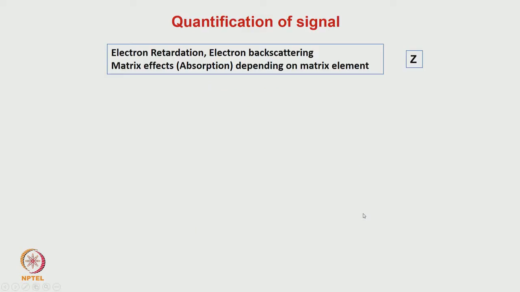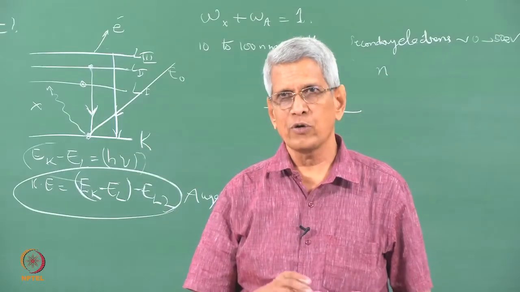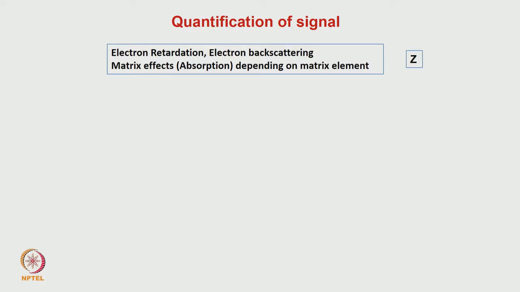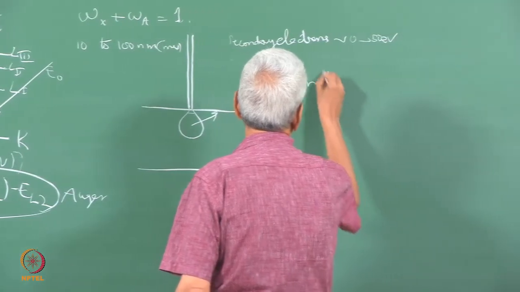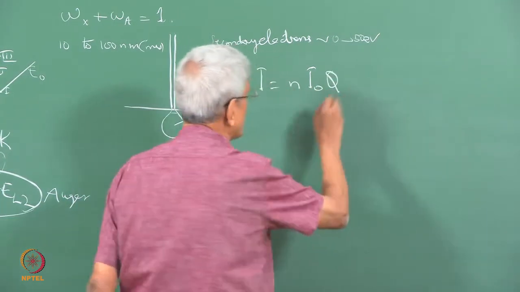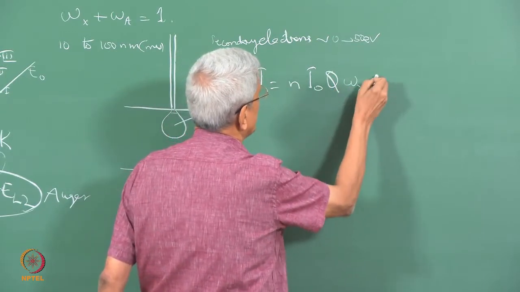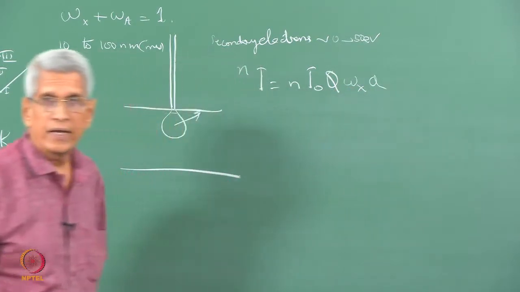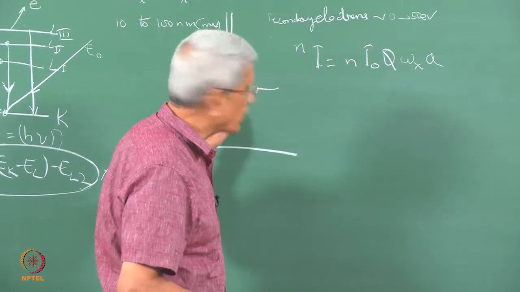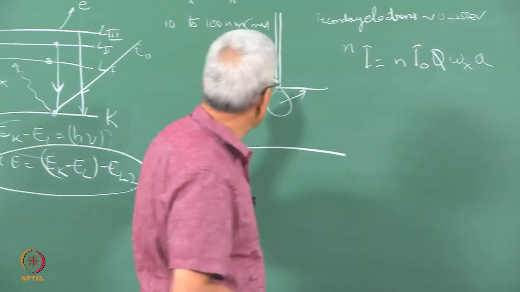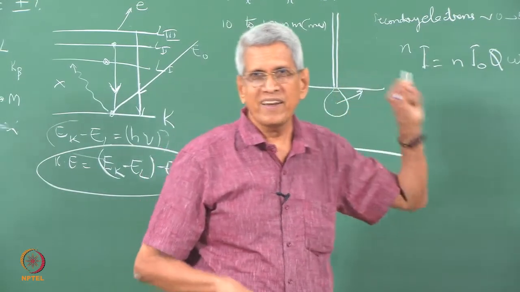So, these are all the factors which we have to take into account. This is as far as the generation of that X-ray is concerned. Then the other aspect we have to take into account is when this X-ray comes out from this region. What we have written is the formula I equals N into I0 into Q into omega x into A. This tells us how much X-ray is generated within this volume. Is all this X-ray going to come to a detector or not? That is the next question.